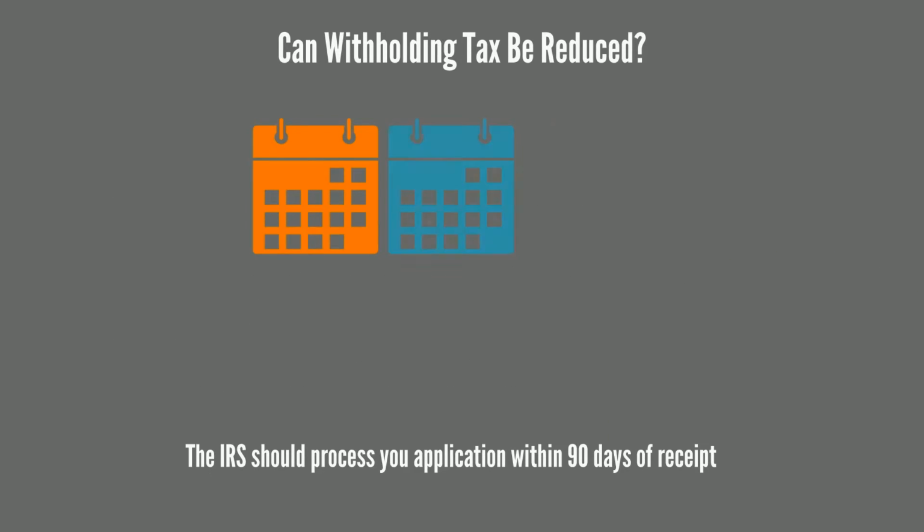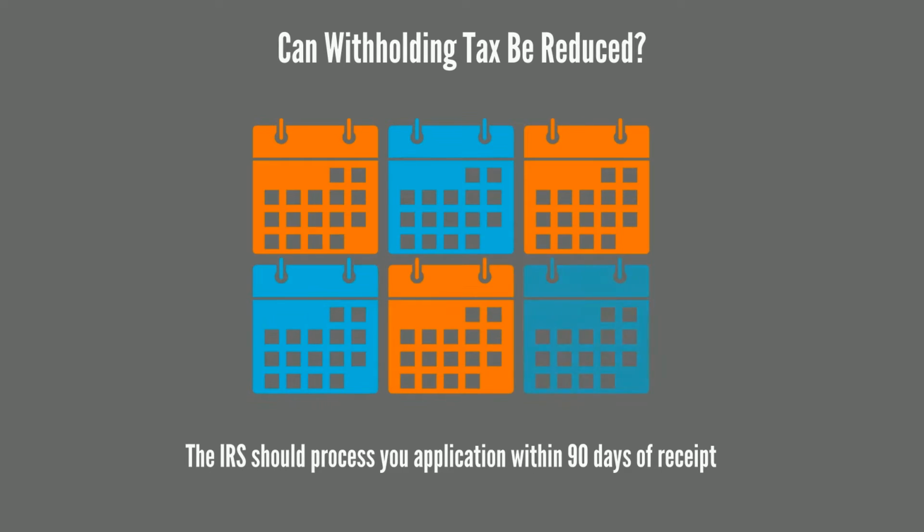The IRS should process your application within 90 days of receipt if all necessary documents are provided. If a certificate is issued before the transfer of property, the withholding tax may be decreased.